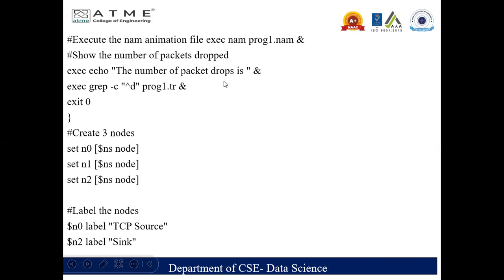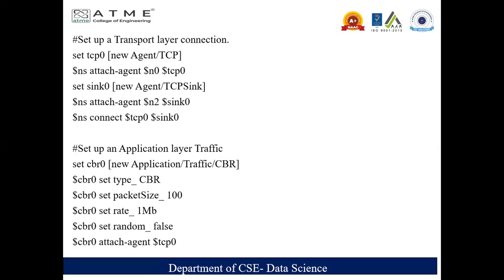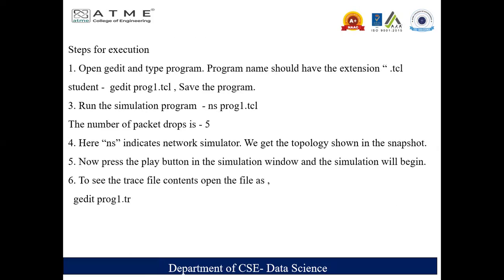After the trace file is executed, execute the nam file, then check the number of packets that are dropped. How are you going to check it? By using the echo command, I'm going to trace the number of packets dropped. So the number of packets dropped is, then use the grep command with -c and the symbol d, to count the packets. In the trace file, wherever you find the d symbol, that means those packets are dropped. So from the trace file you check for this symbol, and exit 0. Once you execute this file, we are going to find the result.